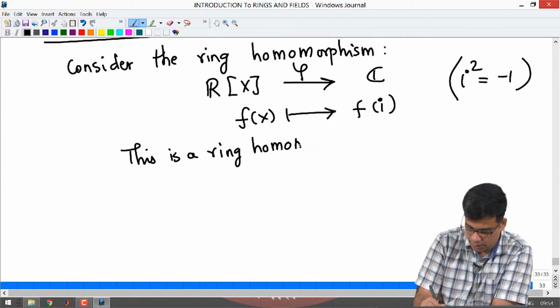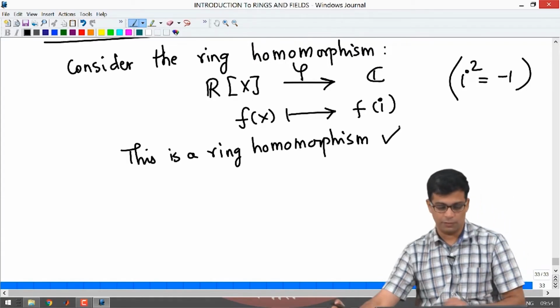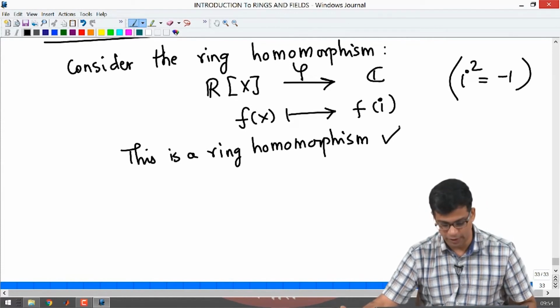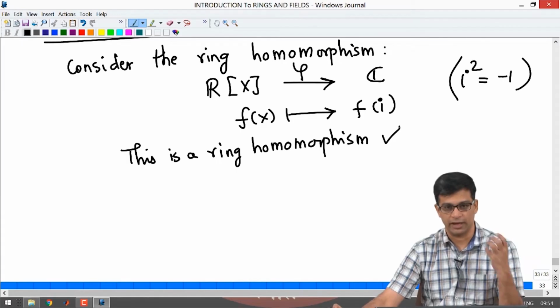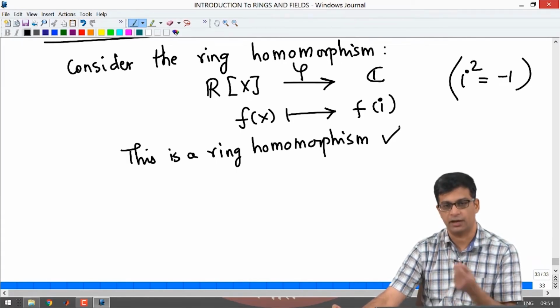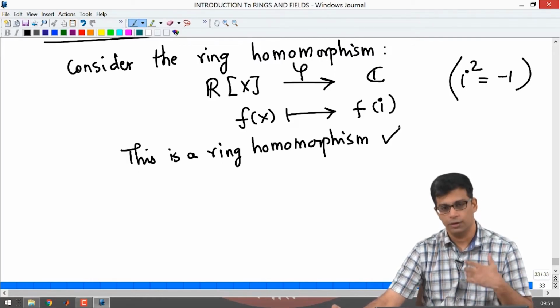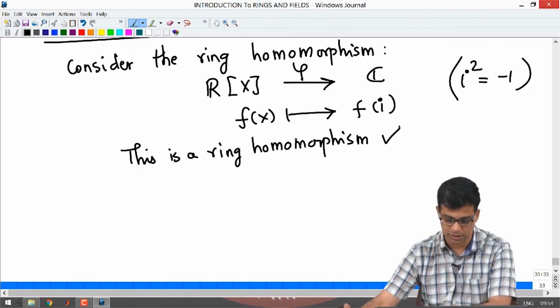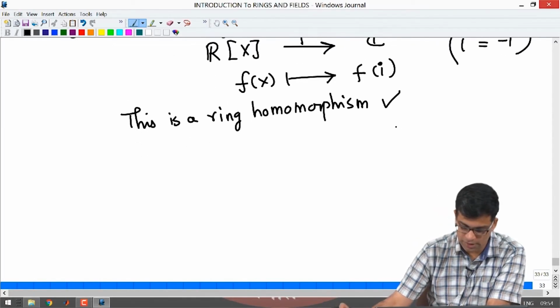In fact, I may discuss such examples when I define ring homomorphism. I will not do this in detail, so let us assume that this is a ring homomorphism. What we are doing is taking a polynomial with real coefficients and evaluating it at the imaginary number i. So, you plug in x equal to i, and you then get a complex number, an element of C.